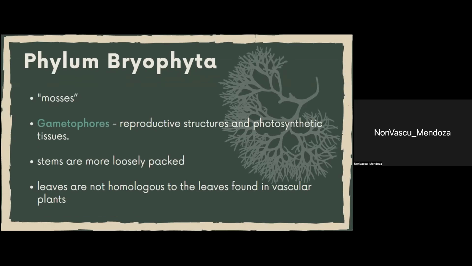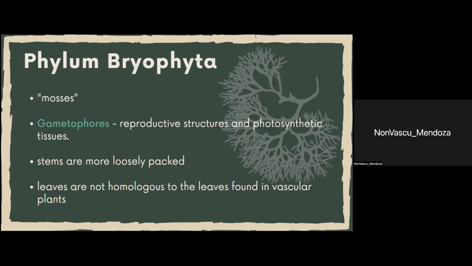Now, let us dig deeper into the first phylum to be discussed today, the phylum Bryophyta. These are collectively known as mosses. In this phylum, the leafy stems of the moss called gametophores are tightly pressed together to form a mound. To further expound, gametophores are the prominent structures in seedless plants composed of reproductive structures and photosynthetic tissues. Moving on, in other members, especially those residing in wet habitats, the stems are more loosely packed.